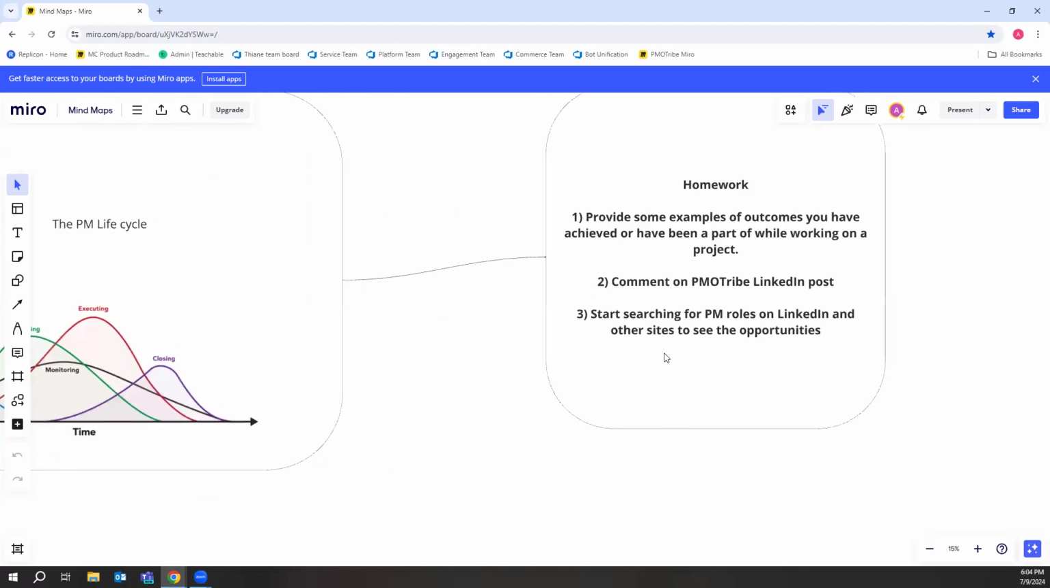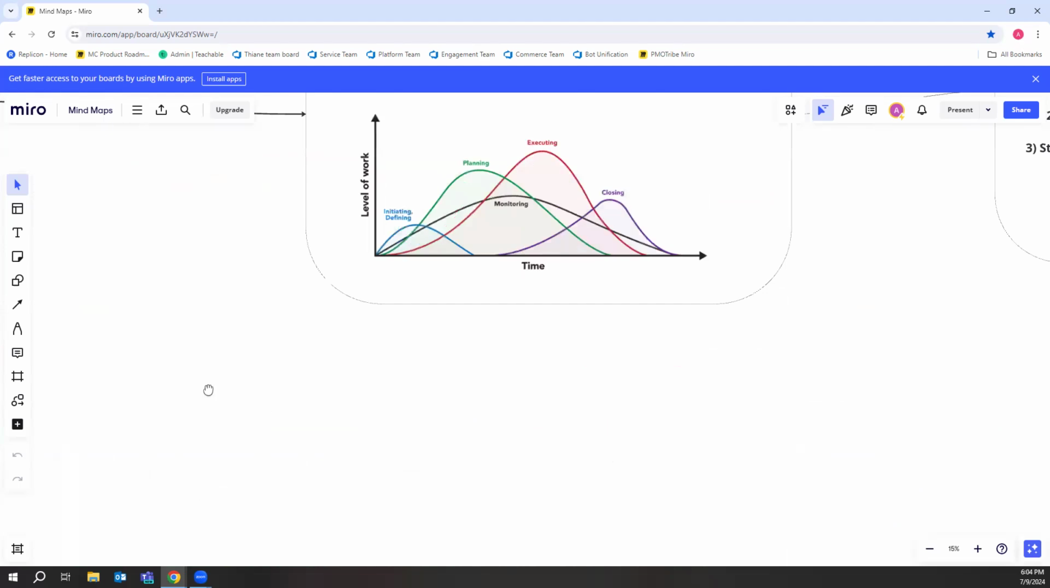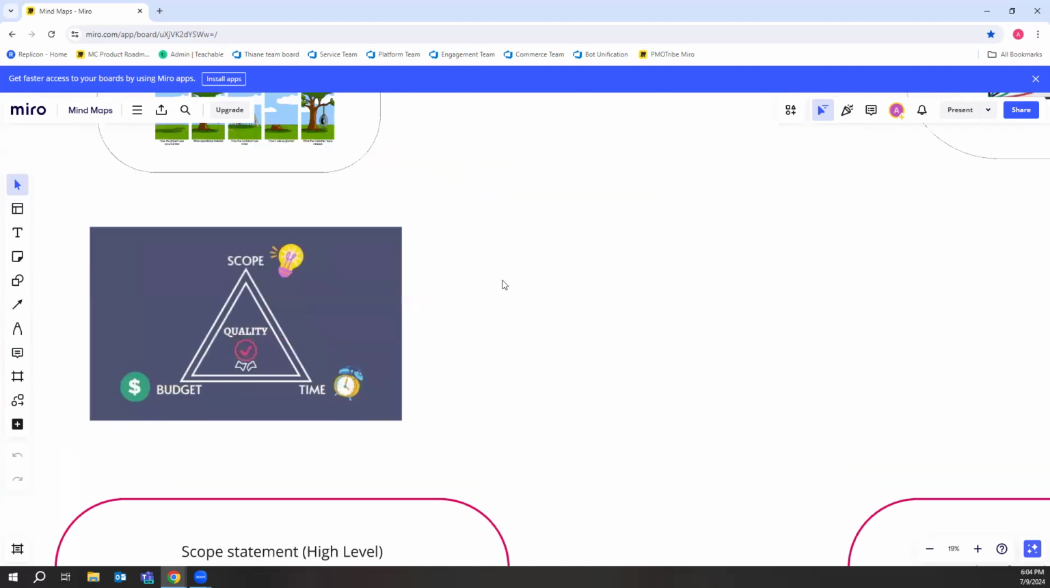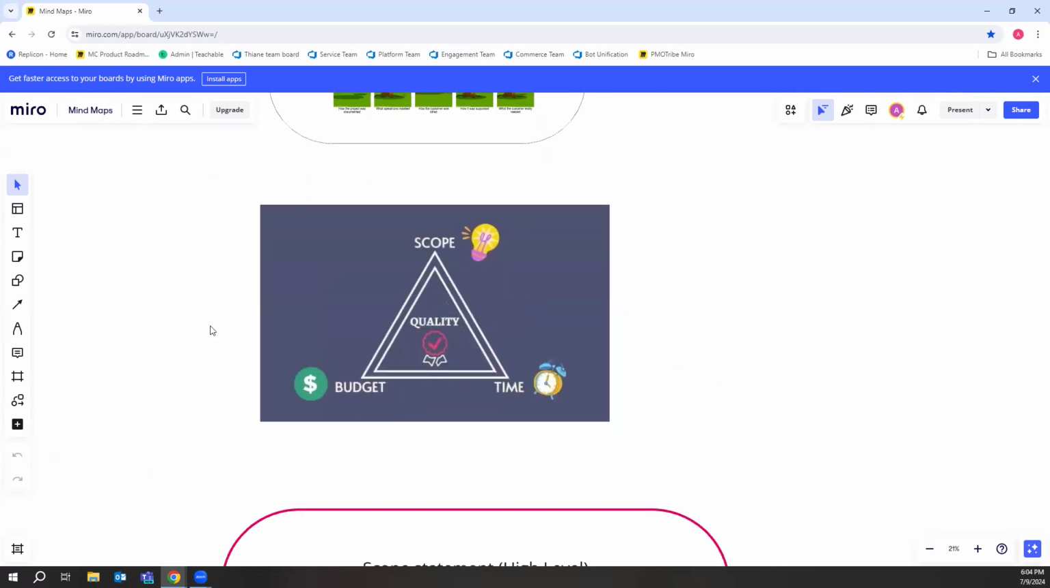And then we had some homework to do, which most of you still haven't done. None of you, sorry, some of you have done it. And then I think the important thing we left off with on Saturday was the triple constraint theory, all right?